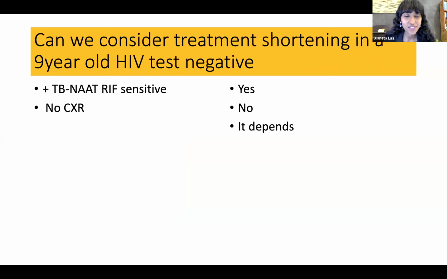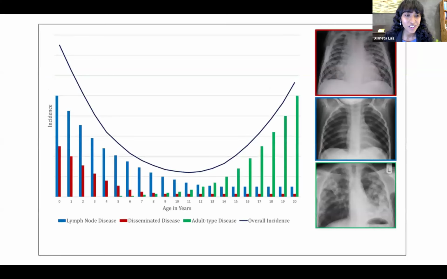Not if there's not a chest X-ray available. Prof. Schaaf mentioned that they have to be under the age of 8 if we have no chest X-ray available, given the type of disease they get as they get older. Yeah. So I just want to highlight here again that older children tend to get adult type of disease, and that's why you must be really careful in older children. You need to get the chest X-ray, and even if they have few symptoms, you really should not shorten treatment if children do not have a chest X-ray and they are older than 8.